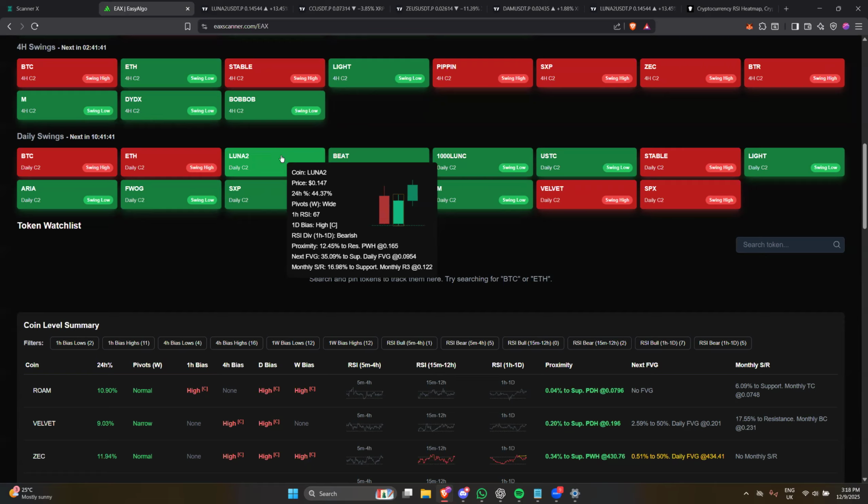And then you've got your monthly support and resistance. So this is close to monthly R3, which is great. And again, for me, support and resistance levels are very, very strong key levels that I like to throw into the mix as well.